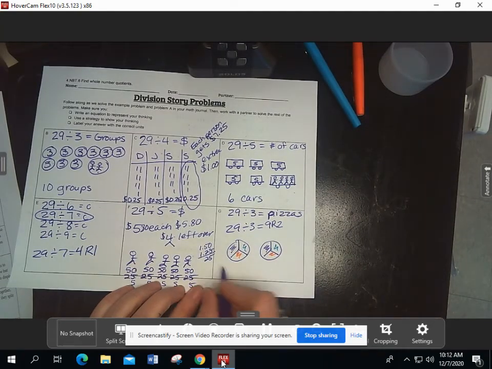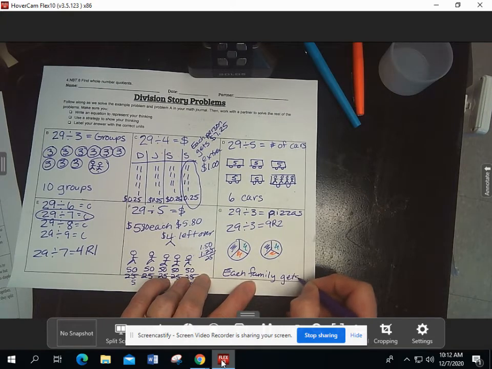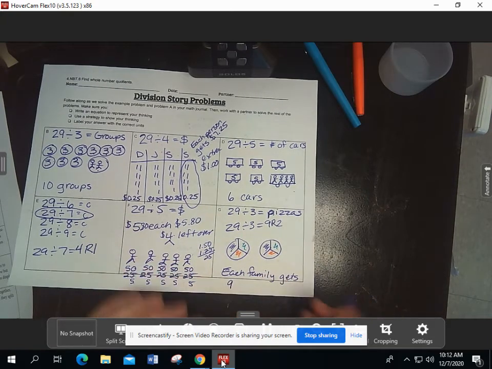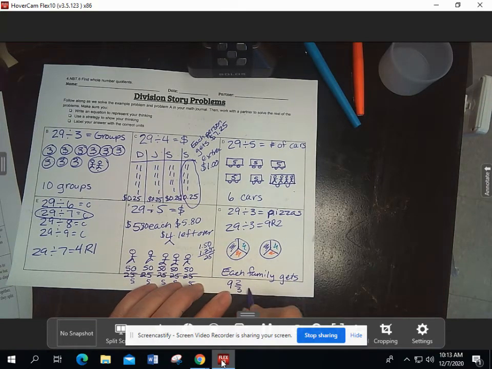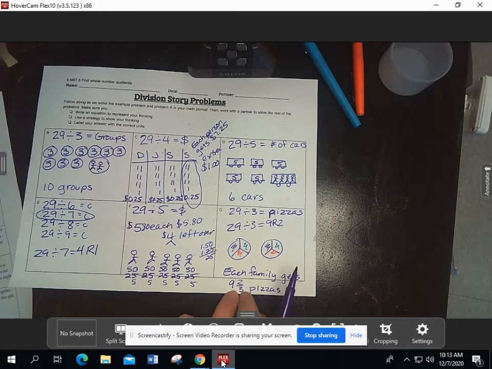So now how many pizzas do they get? We see that they already get 9. So each family gets 9 and how many pizzas? What is our fraction? Tucker? 9 and 2/3 pizzas. Let's see, we have a third. We have 2 1/3 right there. So that makes 2/3 right there.